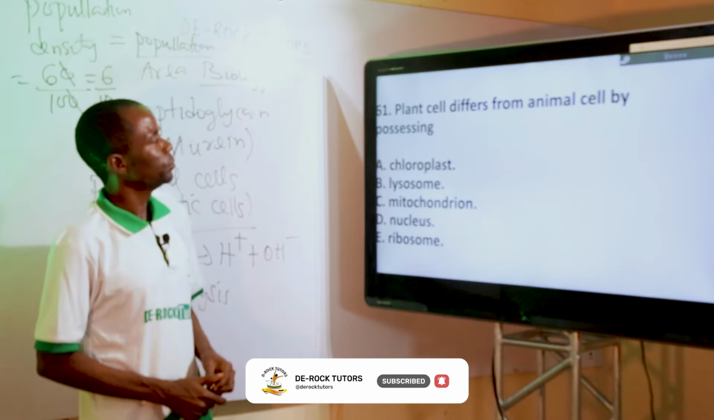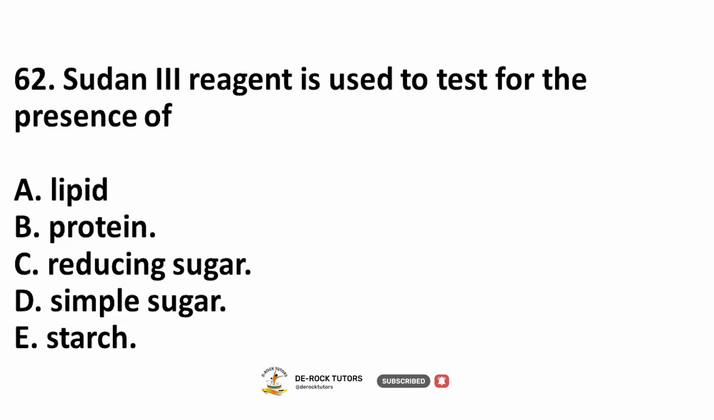Number 62. Sudan 3 reagent is used to test for the presence of fat and oil. And we know another name for fat and oil is lipid. So we use Sudan 3 reagent to test for the presence of fat and oil in a food sample.